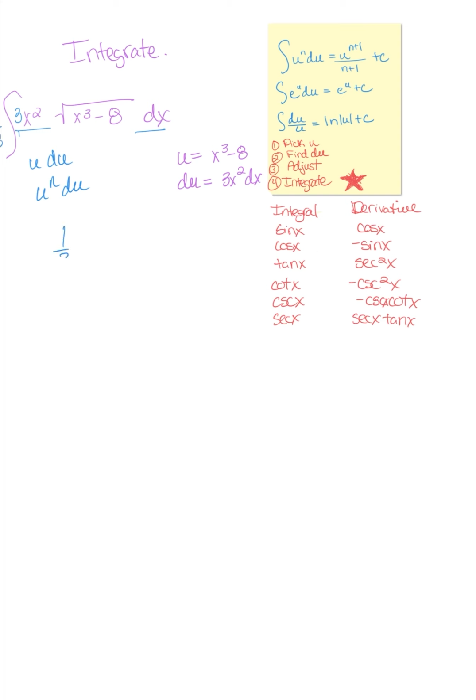1/3 times x to the third minus 8. And then if you have 1/2, right, that's what that equals. Well, plus 1 is going to be 3 over 2, right? So you have 3 over 2, and then you also have to divide by that power, which we see right here. You have n plus 1, which was 1/2, plus 1 equals 3 over 2, and then divide by that new power of 3 over 2, plus your constant of integration. And then you want to make sure that you clean it up here. So since we're dividing by a fraction, that's the same as multiplying by the reciprocal.